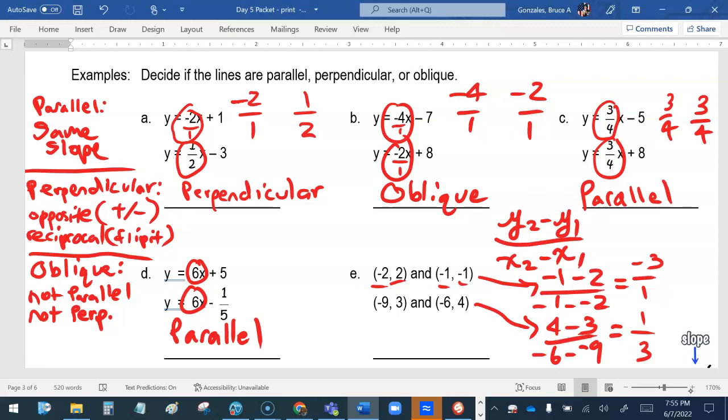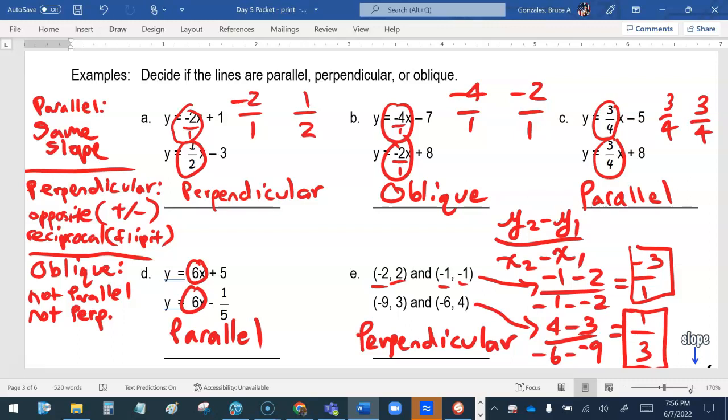Okay, now you tell me, is negative 3 over 1 and positive 1 over 3, are those opposite reciprocals? Does that change the sign and flip the fraction? Yes, it does. That is perpendicular. Okay, I'll give you a second if you still need to get that down. Do you see how we can tell perpendicular, parallel, and oblique? Perpendicular has to flip the fraction and change the sign. Parallel has to be the exact same. Oblique is just different and not perpendicular.